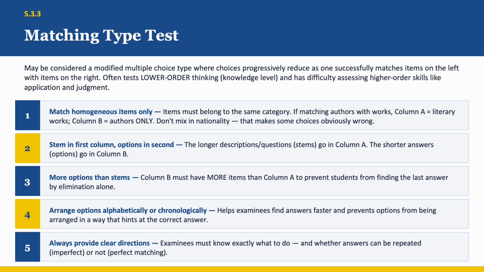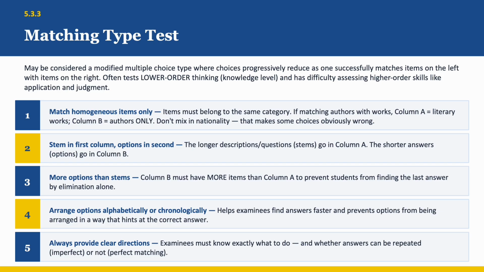So, guideline number 2. Put the longer items in column A, the stem column, and the shorter answers in column B. So, it's faster and easier for students to scan short answers than long ones. And guideline number 3. Column B must have more items than column A. So, if they have the same number, a student who matches all others correctly can get the last answer by elimination without knowing it. So, extra items in column B eliminate that shortcut.